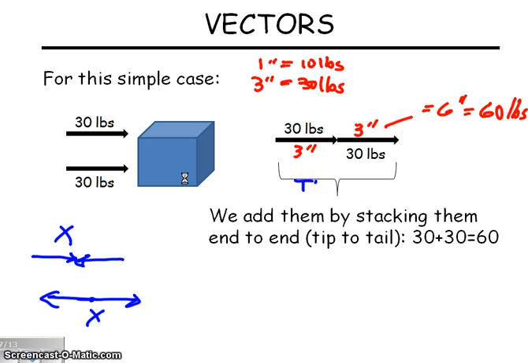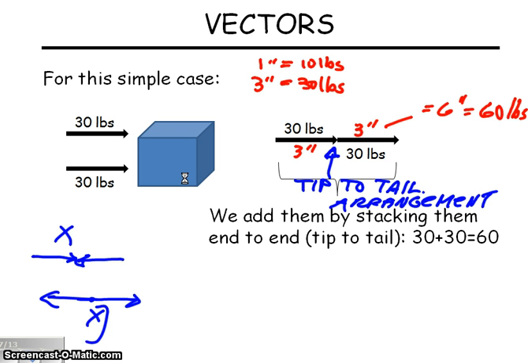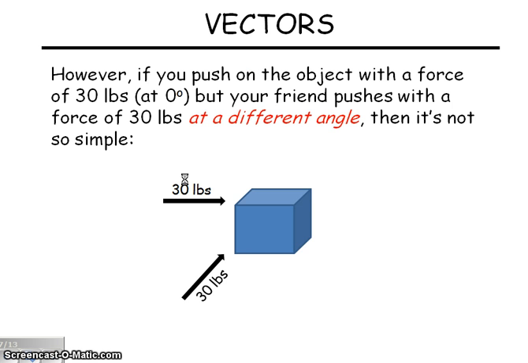This is what we would call a tip to tail arrangement of the vectors. When you add them, that's how you would place them, tip to tail, right there. Okay, this is wrong, and this is wrong. That's tip to tip, this is tail to tail. It would make no sense to do that. Now, that's pretty straightforward. Let's do a slightly more complex case.